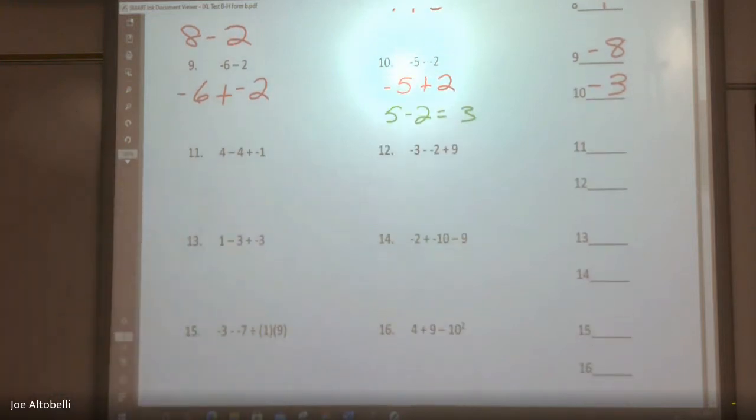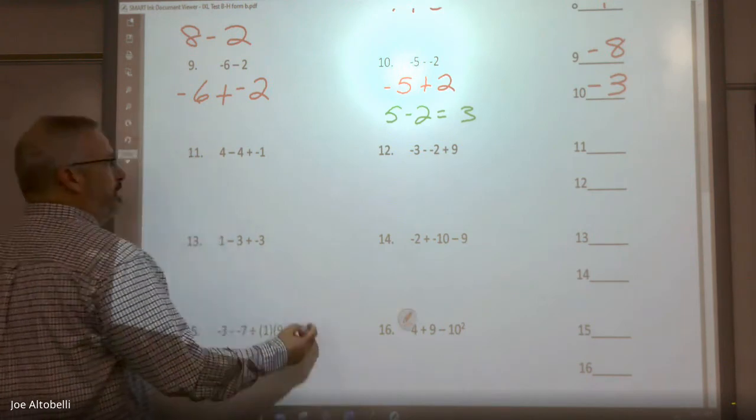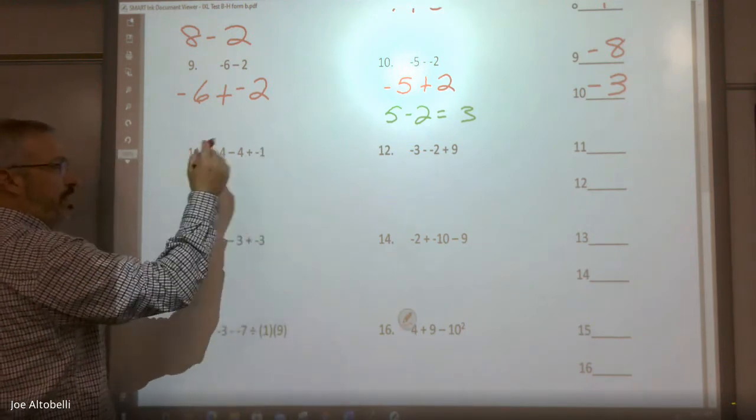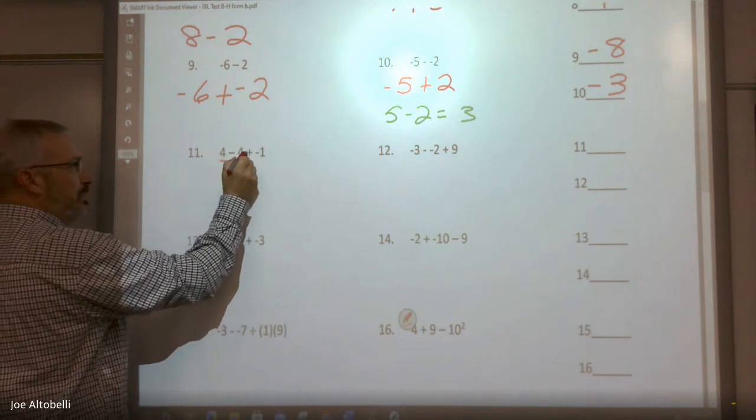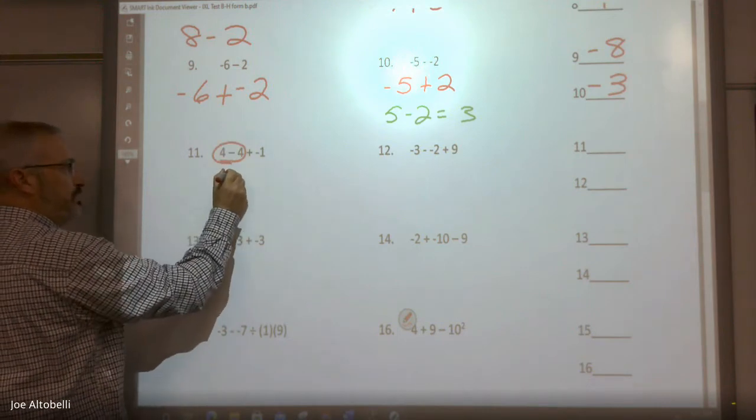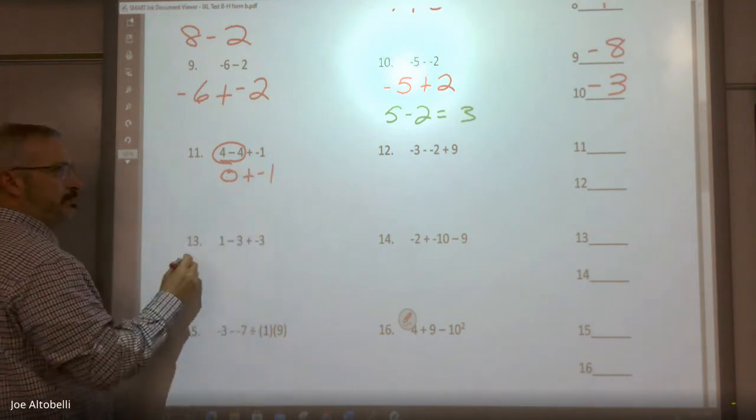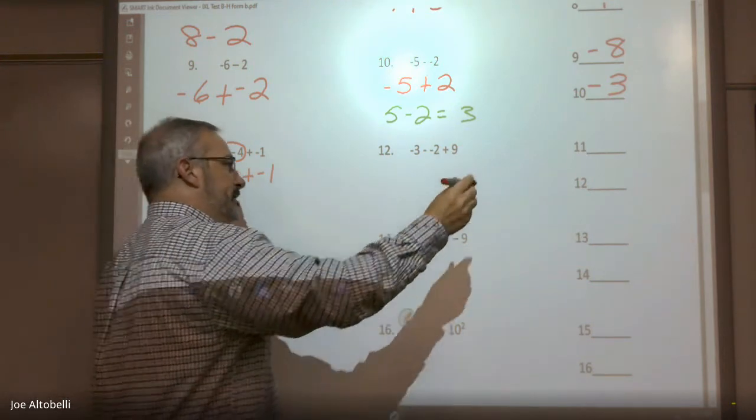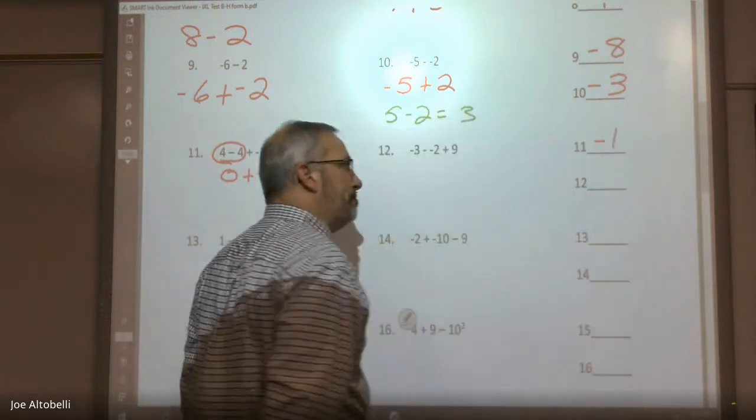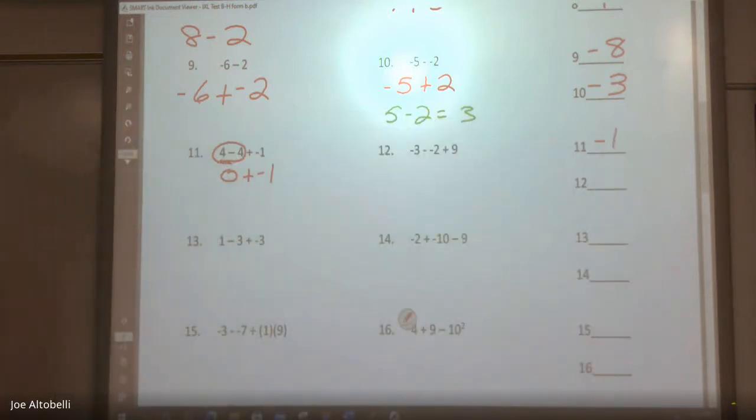11. Adding and subtracting, I work left to right. So when I do this right here, 4 minus 4, that's 0. Plus a -1. So I get -1. Number 12.